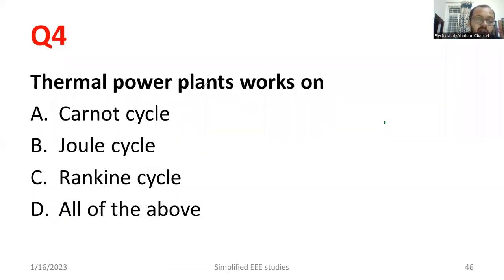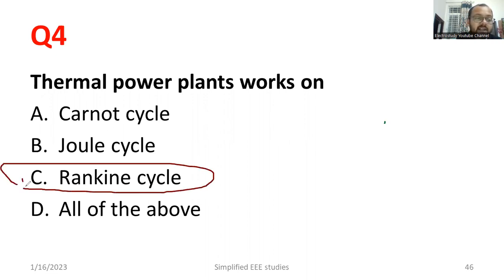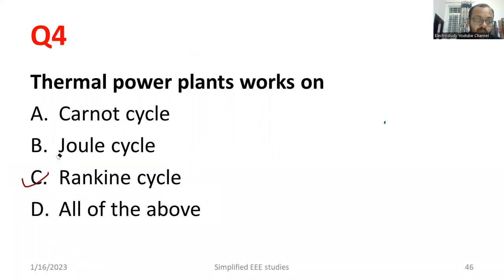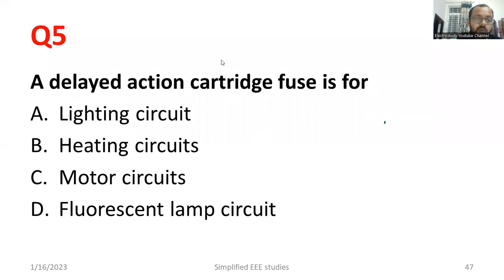Next one is, thermal power plants work on which of the mechanical cycle? Thermal power plants work on dash mechanical cycle. Usually, thermal power plants are operating based on Rankine cycle. Kindly select option C. So let us discuss question number 5.